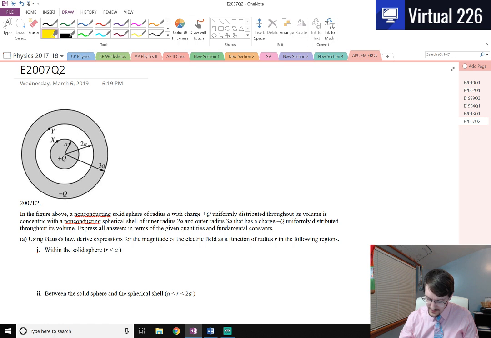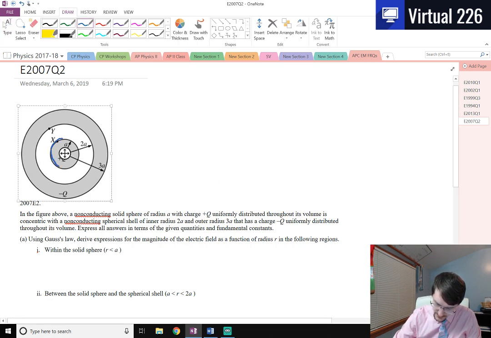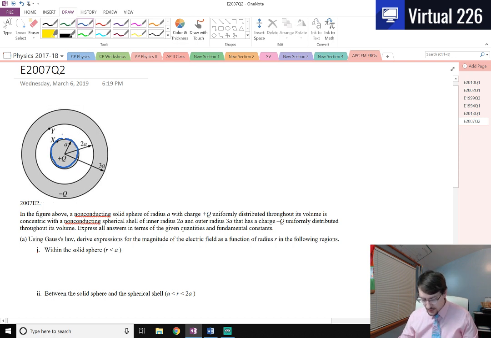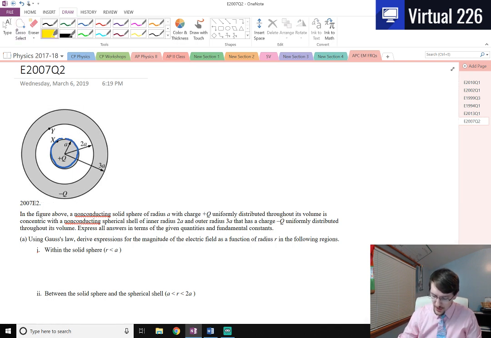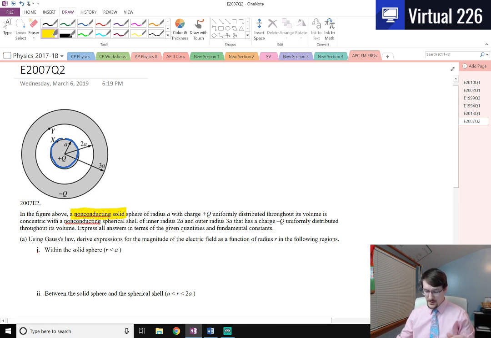What we have here is on the inside, in this blue sphere, a solid non-conducting sphere. So it's non-conducting, which means that the charges can be stored throughout it. It's solid, and it has some radius a, as shown in the picture, with a charge plus Q uniformly distributed throughout its volume. Its volume there, okay?